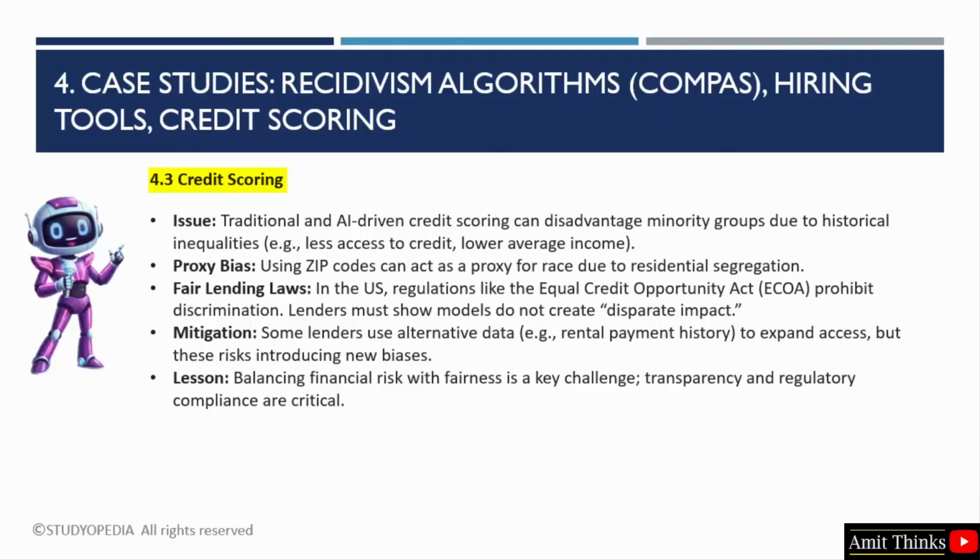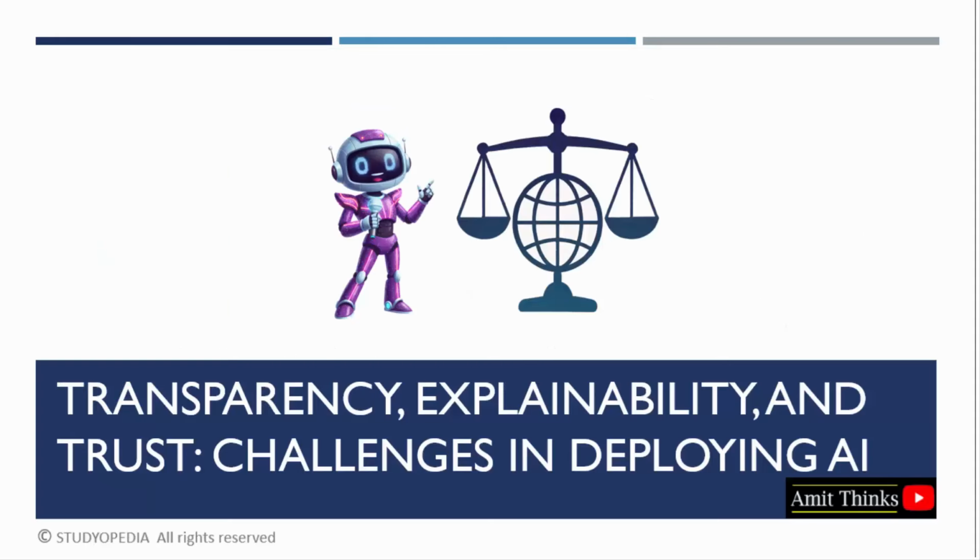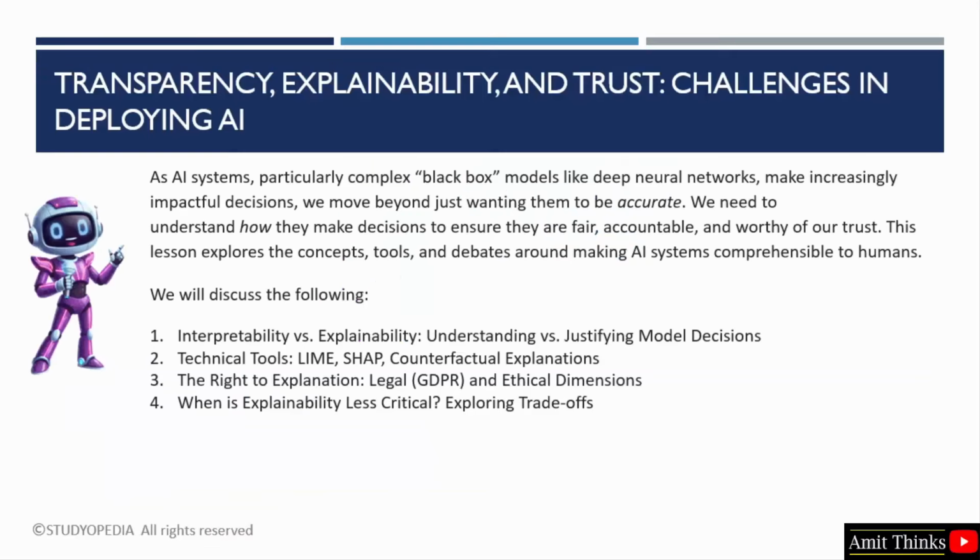In this lesson we saw what bias is. We also saw some case studies. In this lesson we will understand what transparency and explainability are. With that we will also see the challenges. Let us start. Understanding how AI systems make decisions, especially complex ones like deep neural networks, is essential for building trust. Without transparency and explainability, AI risks being unfair, unaccountable and opaque. This lesson explores key concepts and tools to make AI more understandable and responsible.